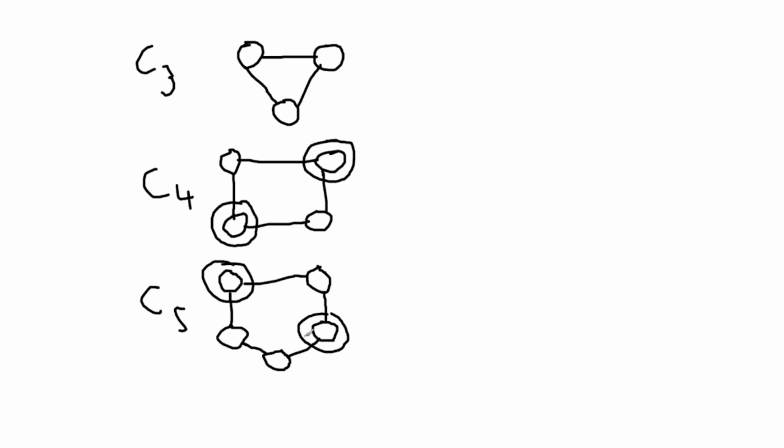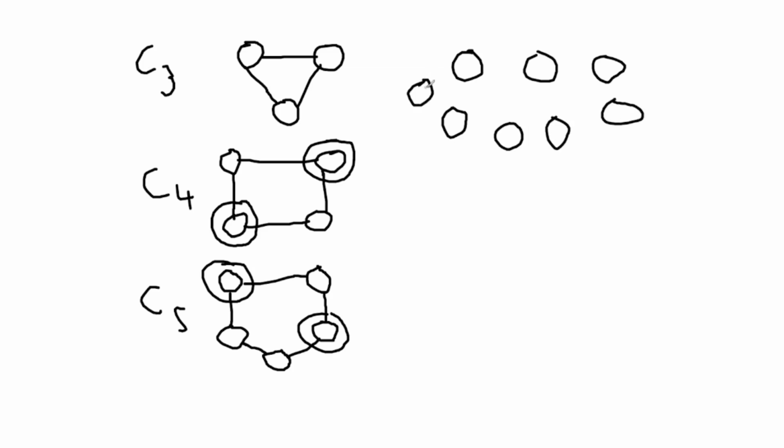So C6 should work because it has an even number of vertices. C7 again should not work, and C8, as an even graph, should work. So let's wrap it up with this example. Let's take C8. That looks something like this. It doesn't matter exactly how one draws it. So C8.